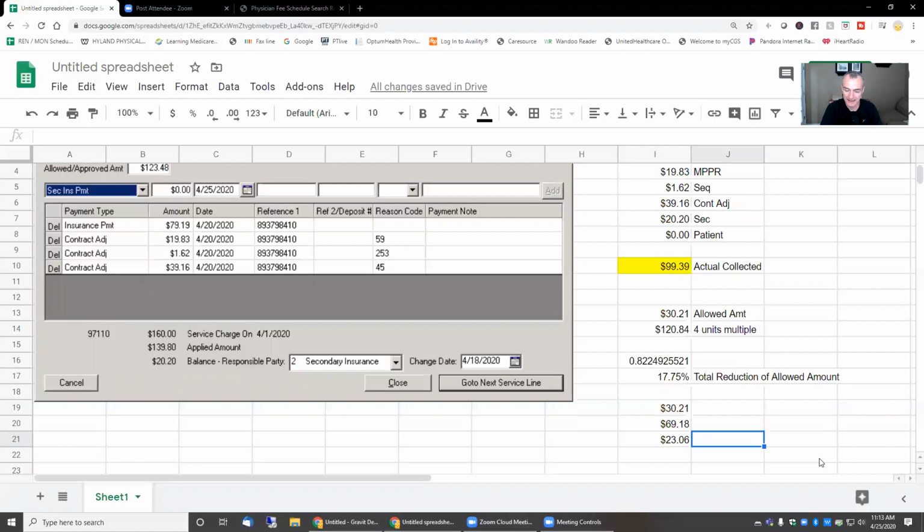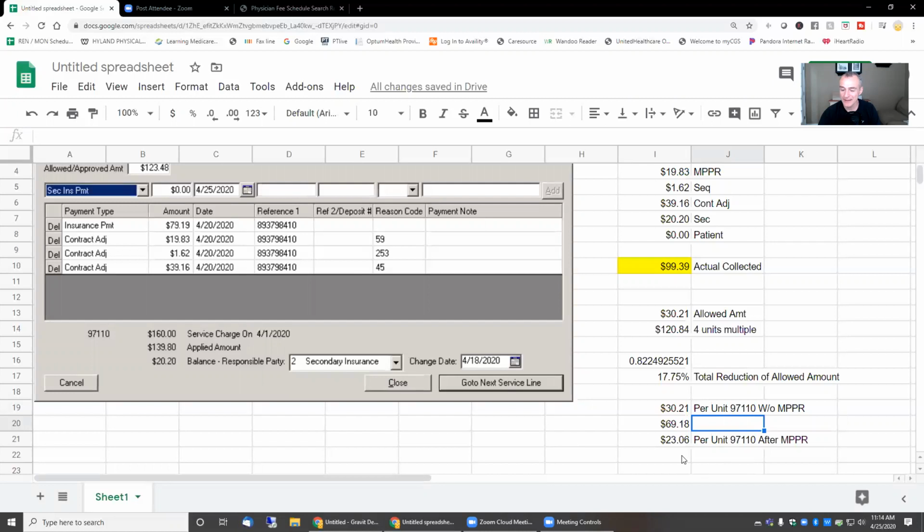So we're going to say per unit 97110, whoops, after MPPR. Per unit 97110 without MPPR. Okay. That's what we're looking at.